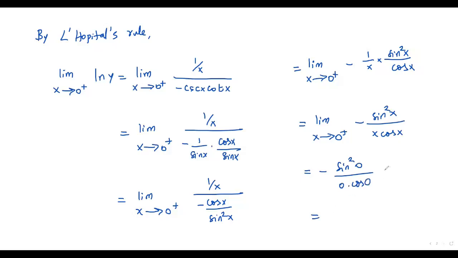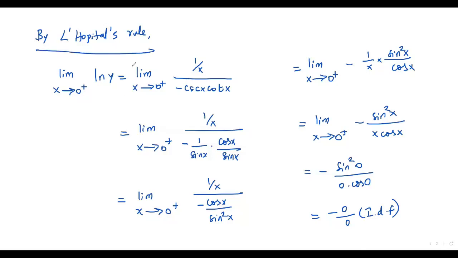Okay, sine square 0 means we can get the value of sine 0 first. From the trigonometric ratio table, the value of sine 0 is 0, and the value of cosine 0 is 1. But when 1 is multiplied by 0, we get 0. So again, we get indeterminate form. Okay, since we get indeterminate form, actually this indeterminate form is in the form of a fraction. So we have to use L'Hopital's rule again.